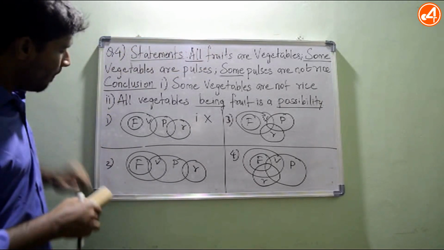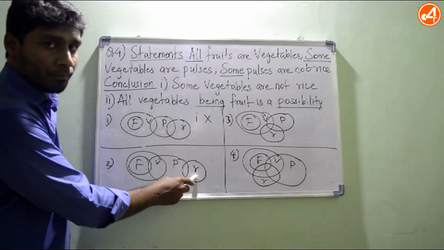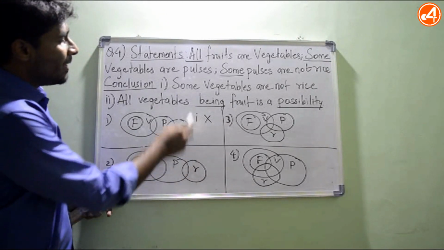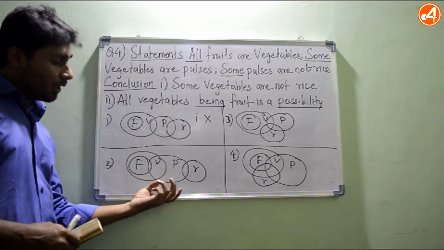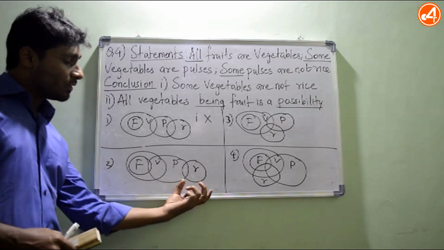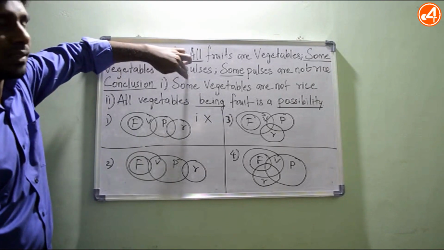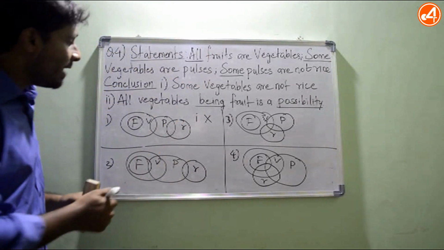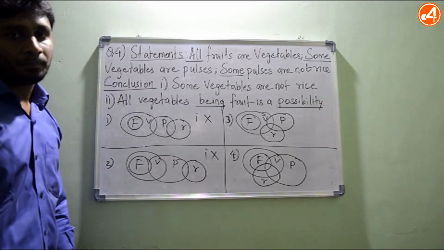So I can go for the second. Here also it is given that all vegetables are not rice. Got it? And my conclusion is that only some of them are not rice. But the drawn diagram states that vegetables and rice have no connection at all. But here it is given only some are not rice and the remaining must be rice. So again, the first conclusion is false in the second diagram also.